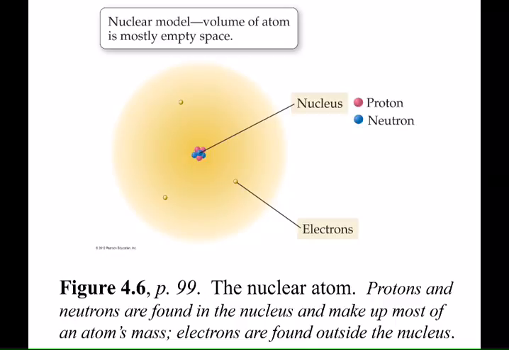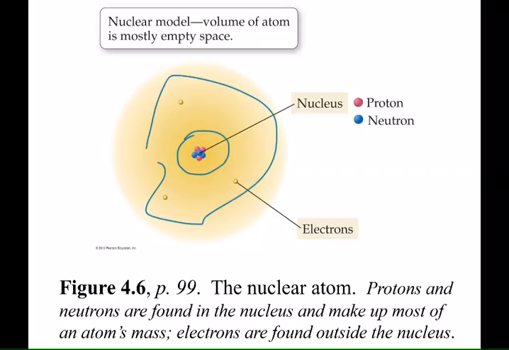So this is showing you the nucleus in the center here, and then the electron cloud. It just happens that we have 1, 2, 3 electrons out here, and in the center, to me, it looks like 3 protons and maybe 3 neutrons. They're showing the protons as red and the neutrons as blue.